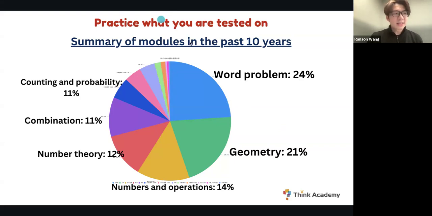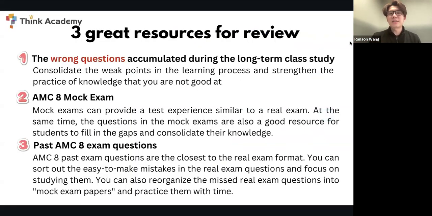Knowing this, we probably know the direction or target of our review. Now let me list the three great resources that we can use for review. The first thing first is the wrong questions accumulated during the long-term class study. Or if you are not in my long-term class, you can go ahead and look at all of the papers you've done, the mock exams or past exams, and check each wrong question: do you really understand it, and why did you make the mistake? Do you understand it now, and do you know the knowledge point and the method behind it?